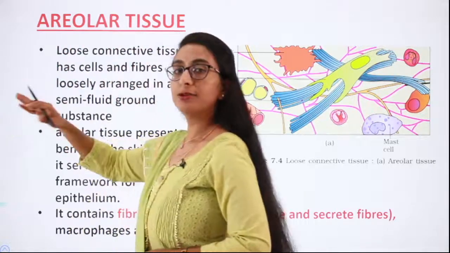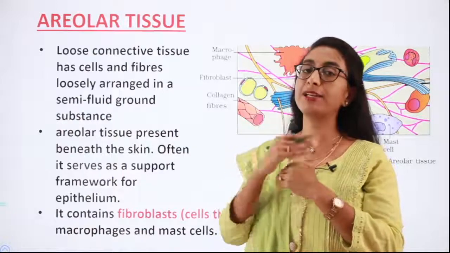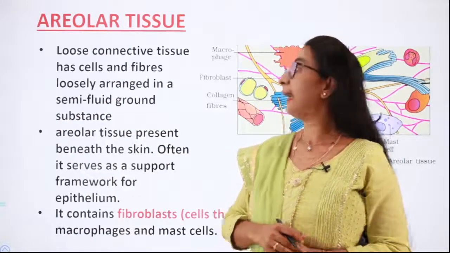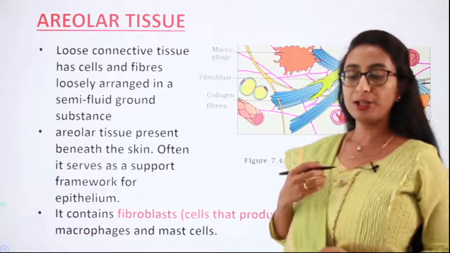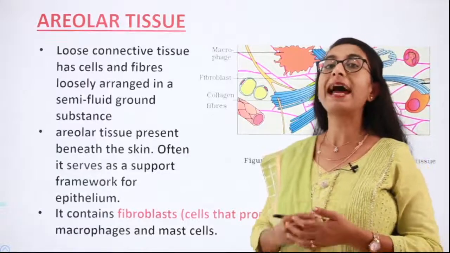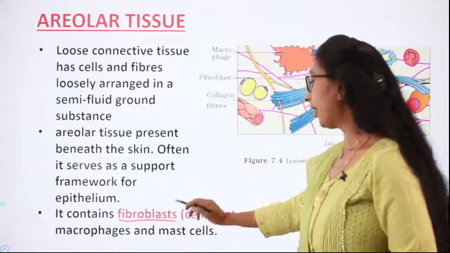Got it? So areolar tissue is present just beneath the epithelial tissues, and that is why it gives support to the epithelial tissue. And then the areolar tissue is composed of fibroblasts, macrophages and mast cells.